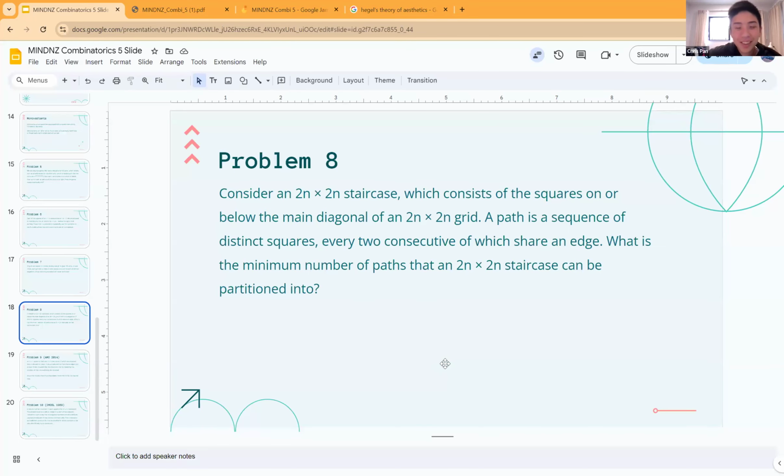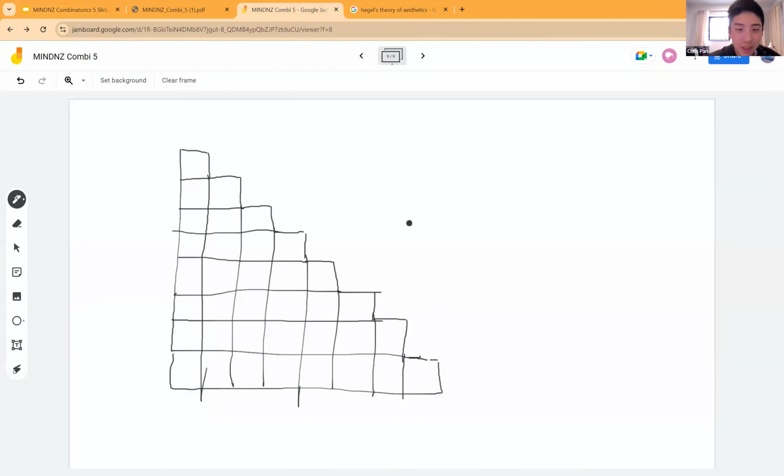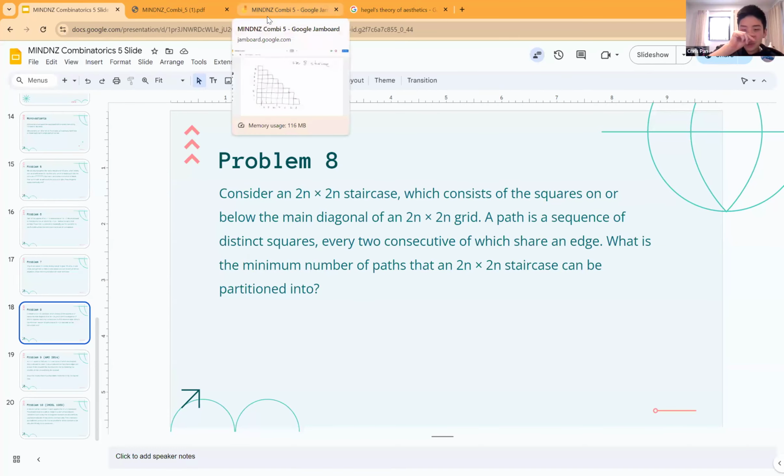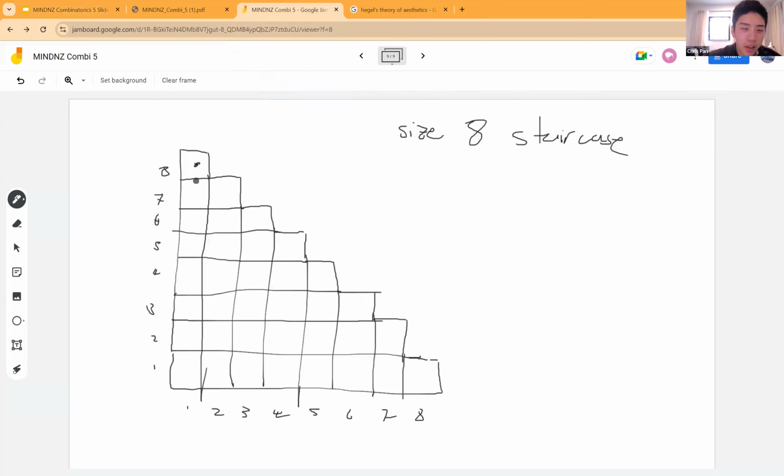Try this problem. Consider a 2n by 2n staircase, which consists of the squares on or below the main diagonal of a 2n by 2n grid. Here we have a size 8 staircase, size 8 because there are 8 things on the bottom and 8 on the side. A path is a sequence of distinct squares, every two consecutive ones of which share an edge. So one such path might start here.